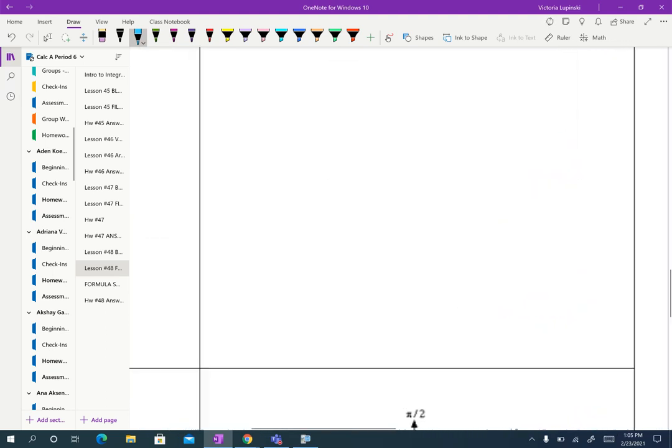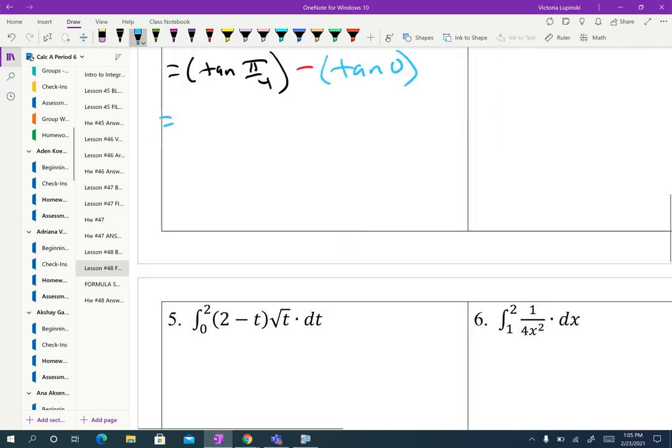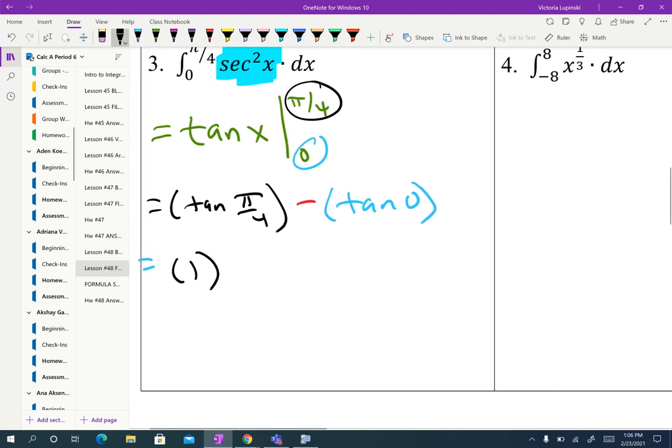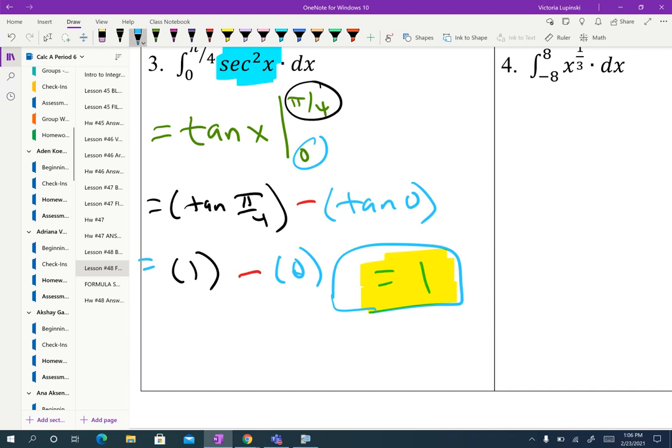It's up to you. But if you go back here to problem number 3, the tangent of pi over 4, that was 1. Then again, it's always a minus. The tangent of 0 was 0, and 1 minus 0 is going to give you a final answer of 1. So nothing is ever gone forever when it comes to calculus. We're always going to be throwing it back to old stuff. So that's kind of the reason why this practice day is so important.